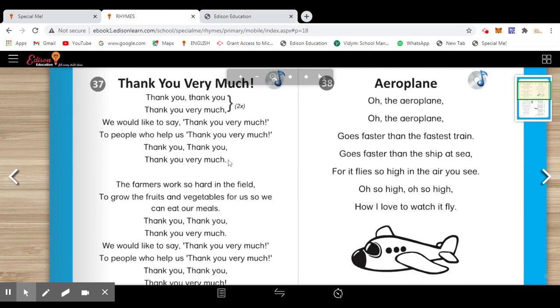So this way, students, you have to recite the rhyme Thank You Very Much. And now another rhyme is Aeroplane.